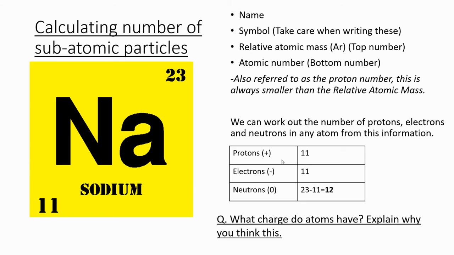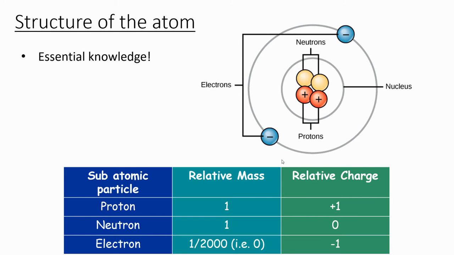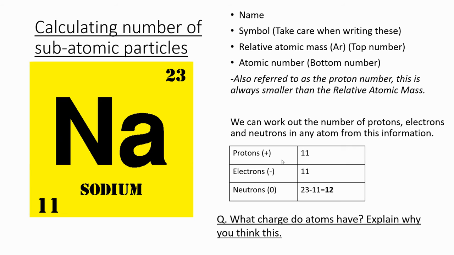The top number represents the relative atomic mass, the mass of the atom, and we've just remembered that the two subatomic particles with mass are protons and neutrons. So that top number is essentially the protons and neutrons added together. The bottom number is referred to as the atomic number or proton number. Don't worry if you forget what these numbers represent. On your periodic table, there is a key in the middle and it will remind you.